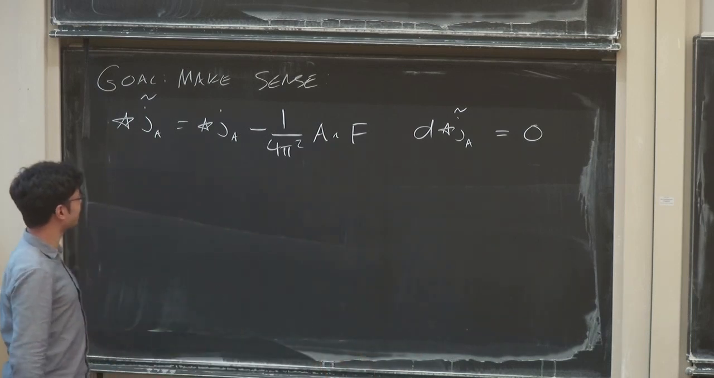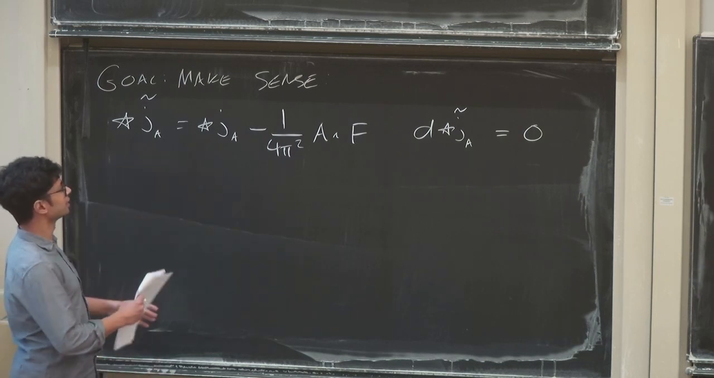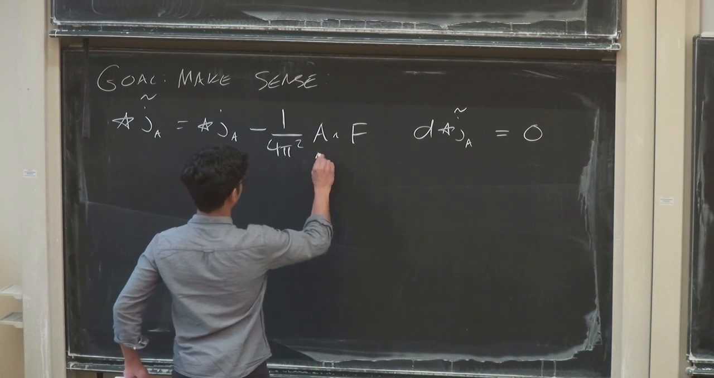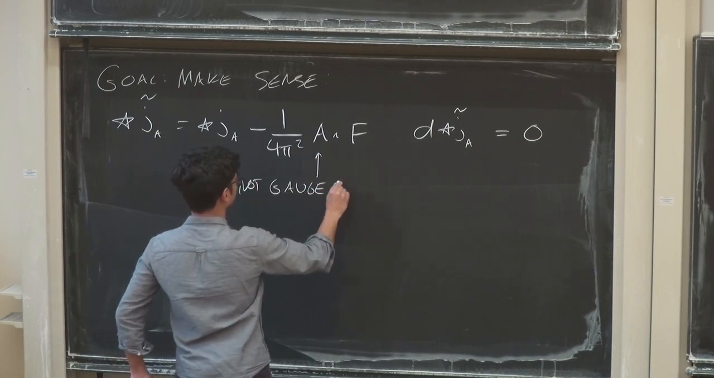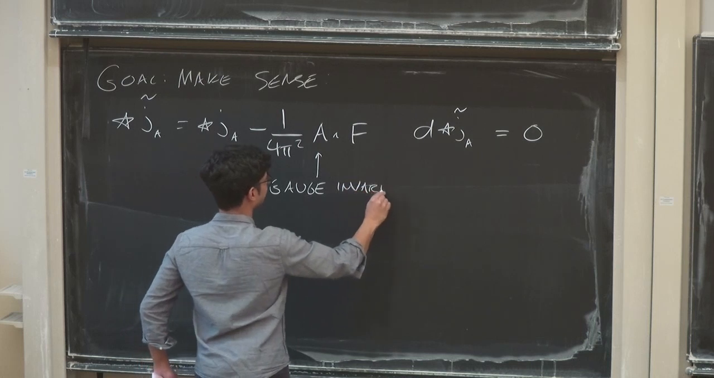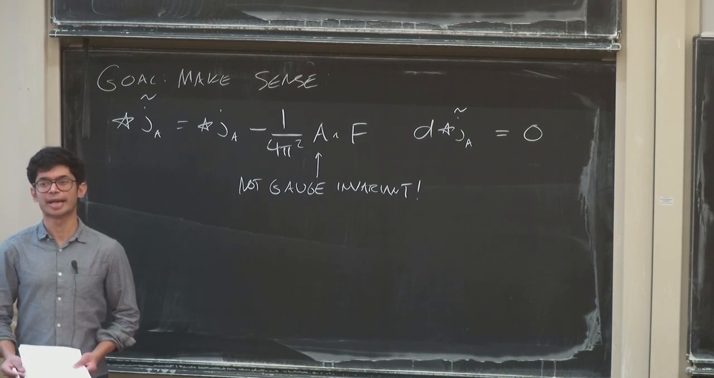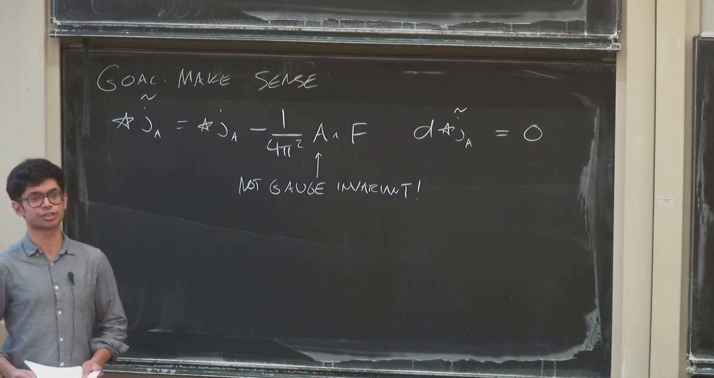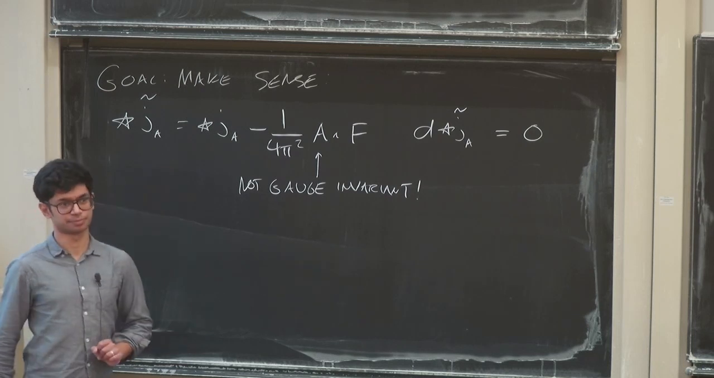This sounds good, but however this does not work, because J A twiddle is not gauge invariant. Remember, A is a dynamical field with a dynamical gauge redundancy, and things that are not gauge invariant don't actually exist. They're just fictions of our imagination. So we cannot work with this current.